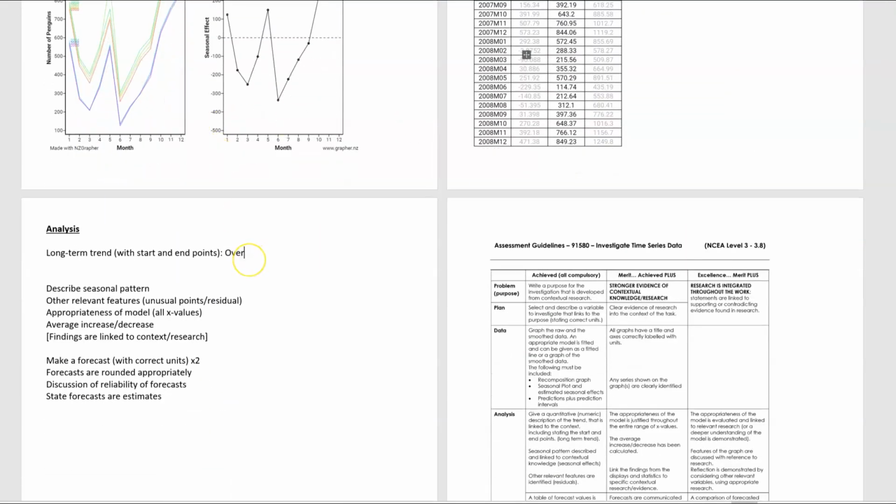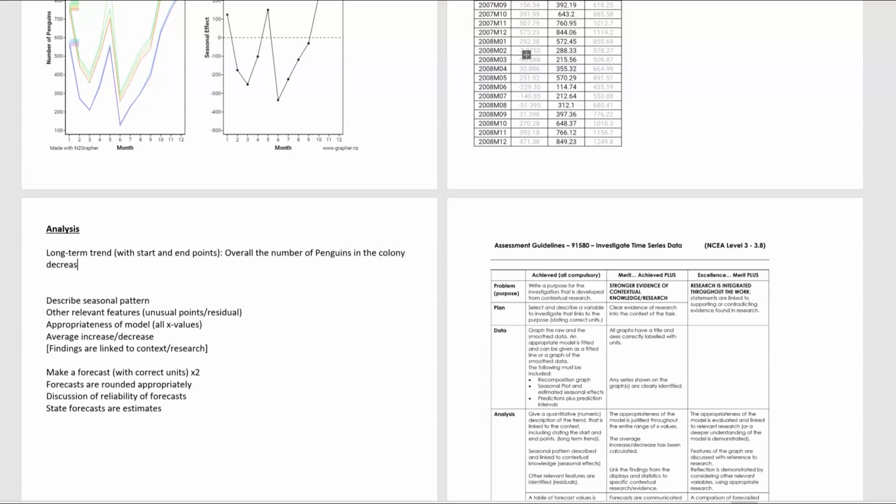Overall, the number of penguins in the colony decreases between 2000 and 2006. So that's the first point. That relates to the long-term trend. We now need to justify this.